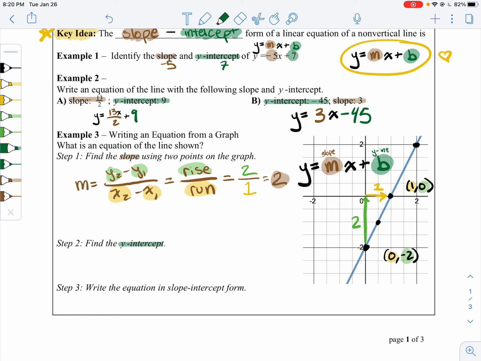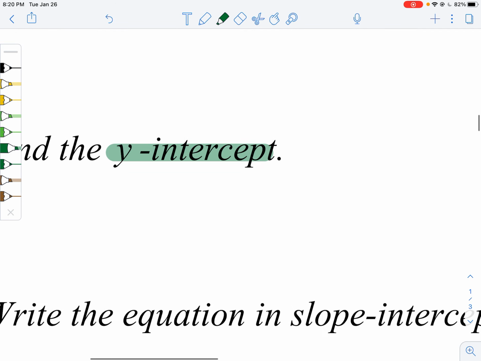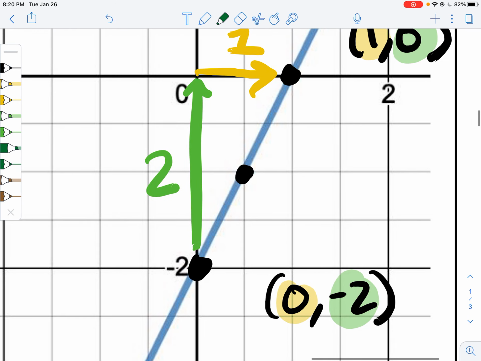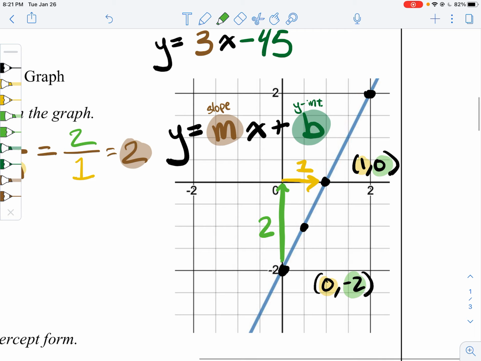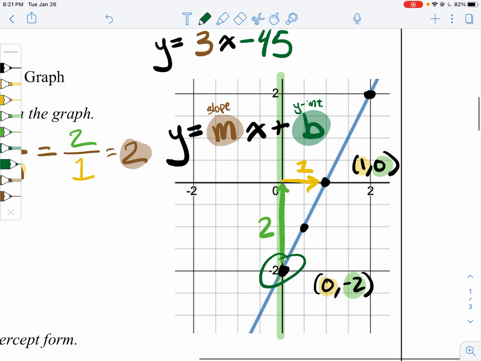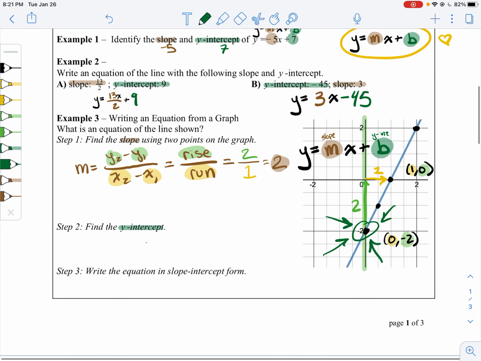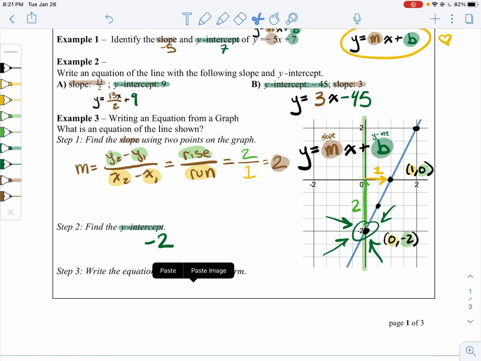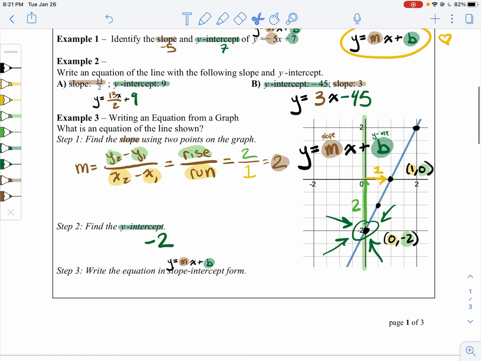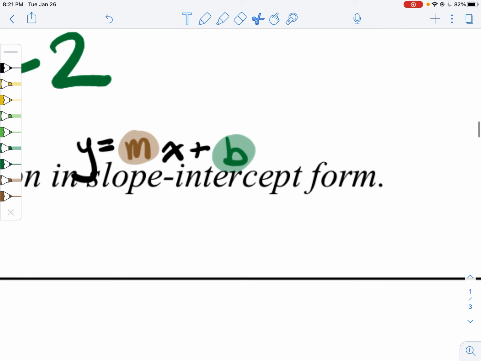Y-intercepts are my favorite, you guys, because do you know how to find a y-intercept? You look. The y-intercept, remember, is where it crosses the y-axis. And where does our graph cross the y-axis? Right there. That's -2. Our y-intercept is -2. We've got our slope. We've got our intercept. Put it in slope-intercept form, shall we?